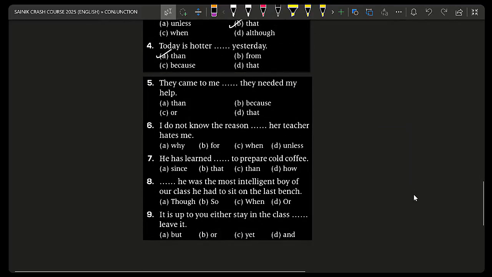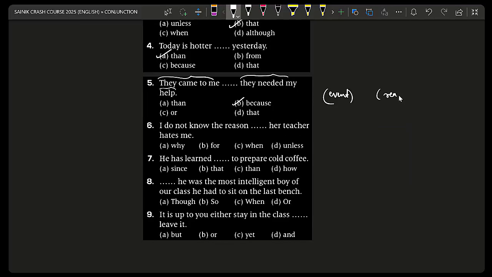They came to me, they needed my help. Because. Very good. Because they needed my help. So here I'll ask you one question. They came to me. They needed my help. Which is the event? Which is the reason? Sir, they came to me is the event. Yes. What is the reason? They needed my help. That means the event comes first and the reason comes next. Between them, we can use because, right? Yes, sir. Yes. Now, the sixth one.